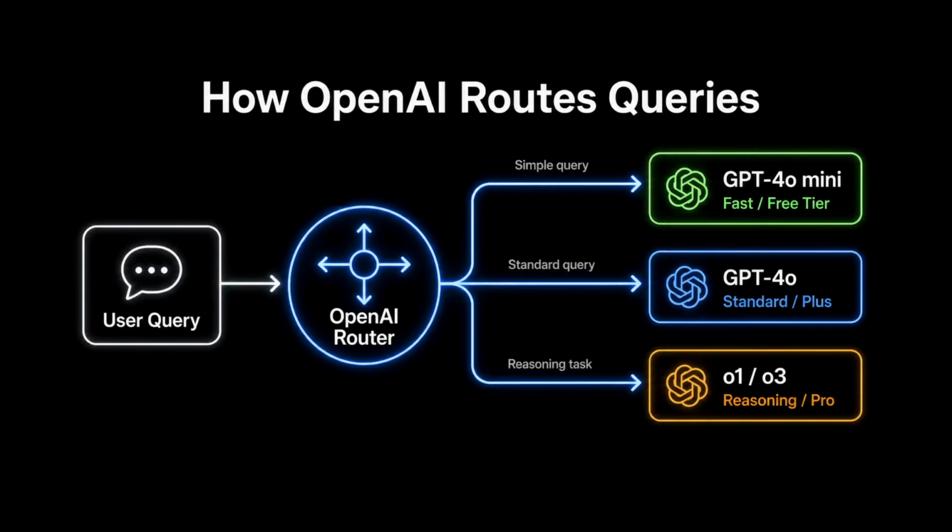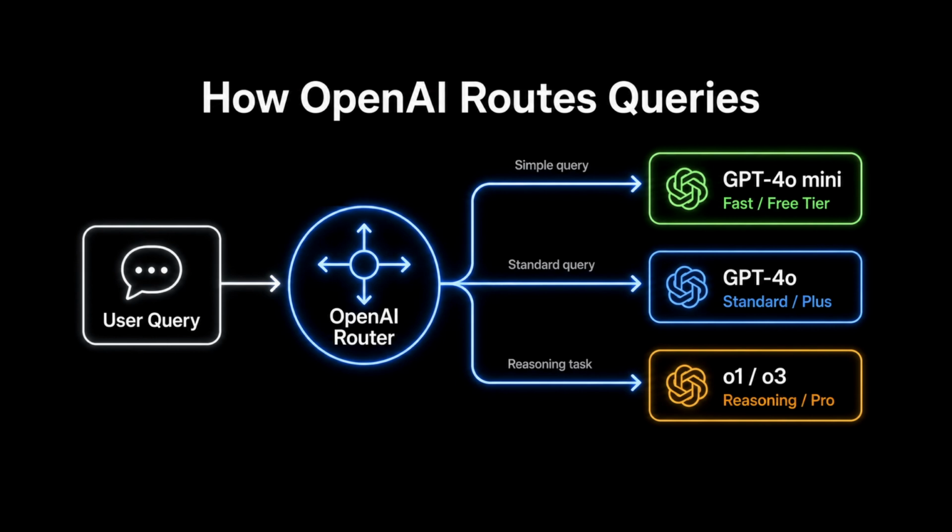Well, let's ground this in something real. OpenAI's ChatGPT is a great example of routing in the wild. They have multiple models in the lineup: GPT-4o Mini, GPT-4o, GPT-5, and O series reasoning models. And depending on your subscription tier and your query type, you're being routed differently. Free users largely hit GPT-4o Mini for most queries. Plus users get GPT-4o as the default.